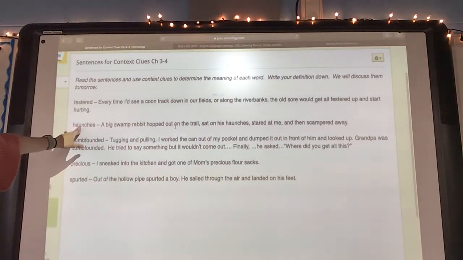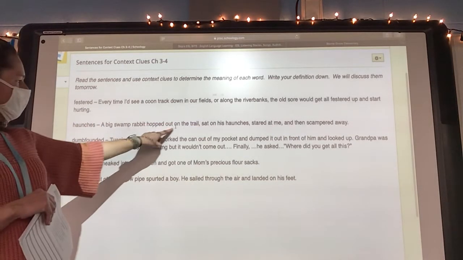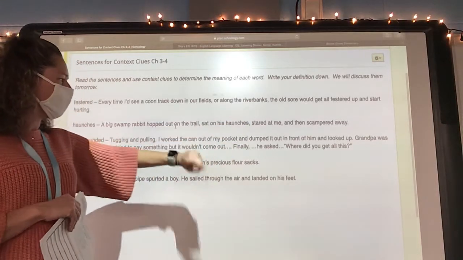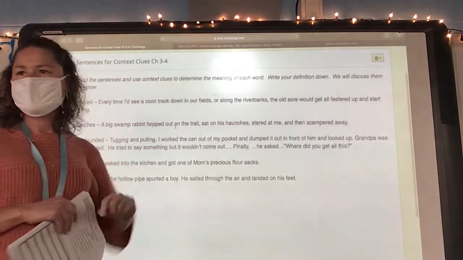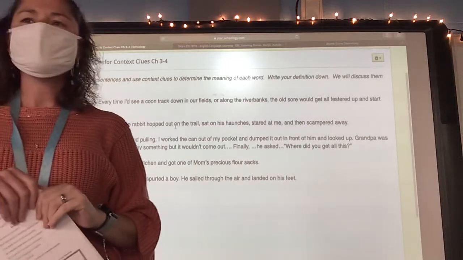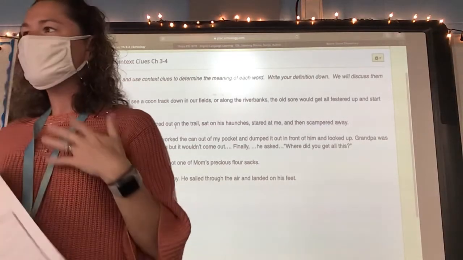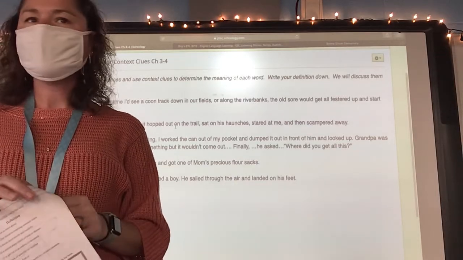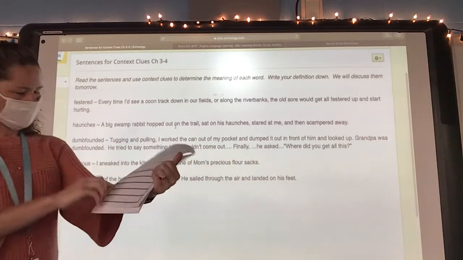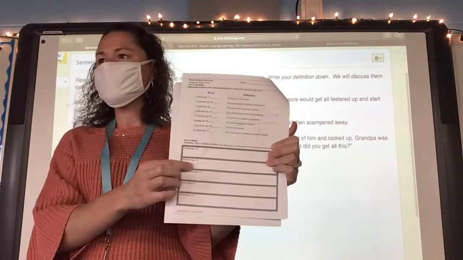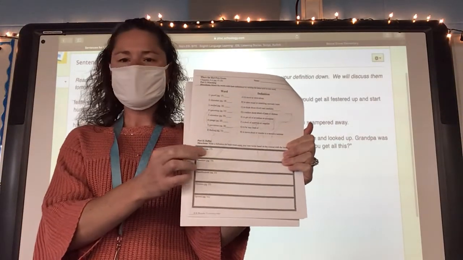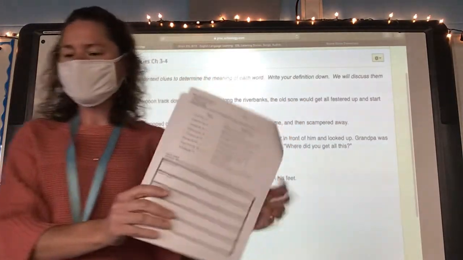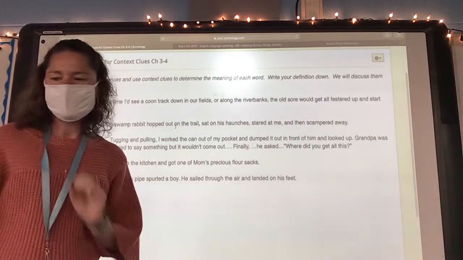The next one is haunches. A big swamp rabbit hopped on the trail, sat on his haunches, stared at me, and then scampered away. What do you think haunches means? What is he probably sitting on? Think about a dog. Think about a rabbit. Picture that in your mind. Claire? Yeah, his back legs. So you would write here for haunches, back legs. For festered, we wrote bothered, swelled up, hurting more, something along those lines. You've got the bottom half to do.